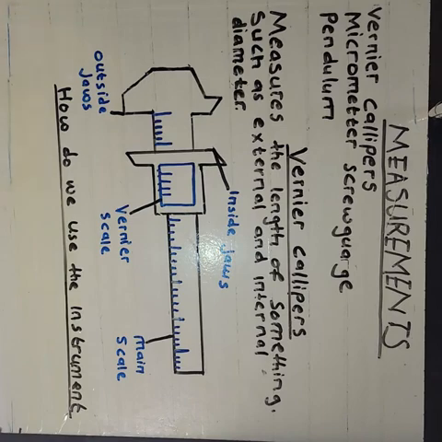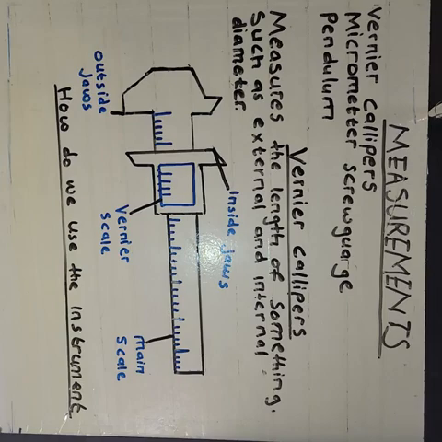The Vernier calipers is an instrument that measures the length of an object. It measures the internal and external diameter. So that is the structure of the Vernier caliper. It has the main scale, the Vernier scale, and also the jaws where the object must be placed, the inside jaw and the outside jaw. The object has to be put there tightly.